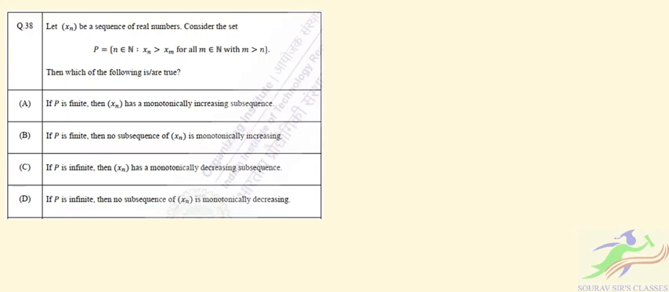Hello, this is question number 38 from the 2022 paper. Let x_n be a sequence of real numbers, and consider the set P, where n belongs to the set of natural numbers and x_n is greater than x_m for all m belonging to N with m greater than n. You have to find which of the following is true.